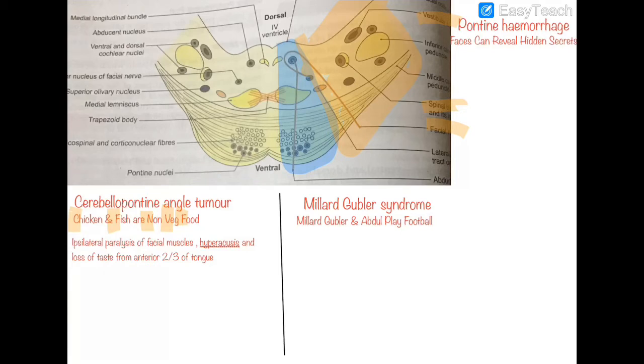If the nucleus of the fifth nerve is affected, there will be loss of the corneal reflex because the maxillary division of the trigeminal nerve serves as the afferent pathway for the corneal reflex. If the vestibulocochlear nerve is damaged, there will be deafness pertaining to its cochlear part and vertigo pertaining to its vestibular part. If the flocculi is damaged, there will be ataxia.